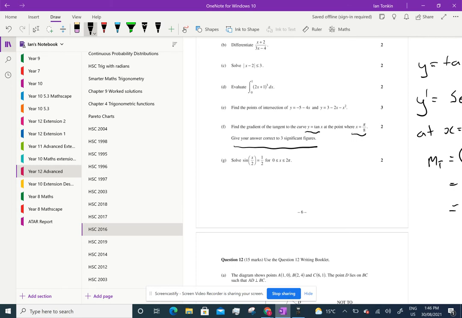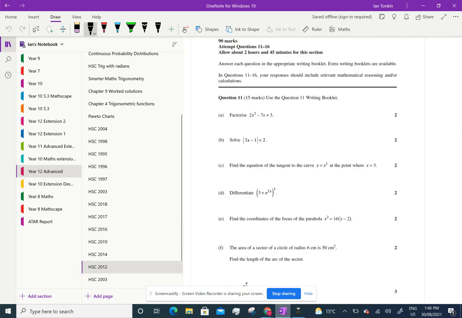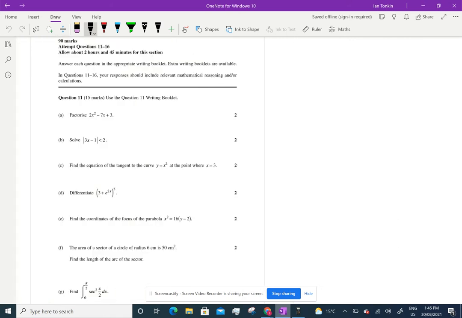Let's have a look at 2012. It's nice and easy, I'm pretty sure. So look at this. Find the equation of the tangent to y equals x squared, where x equals 3. First, I've got x equals 3, but I've got no y value. So I need to find the y value.